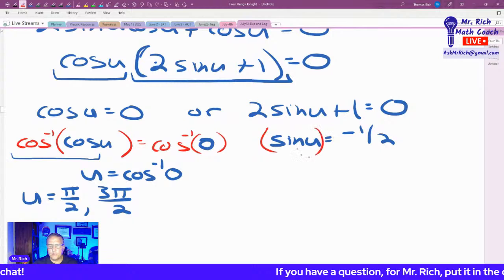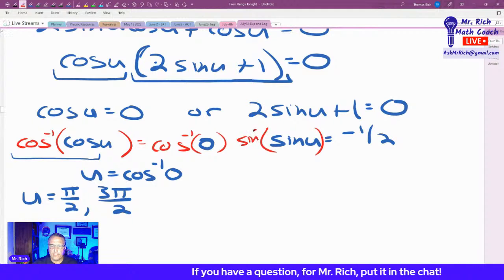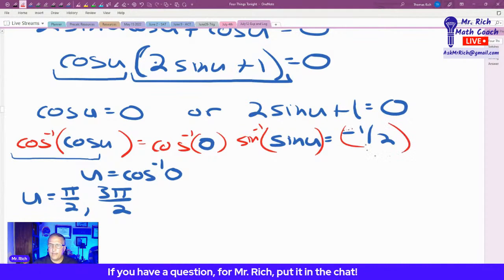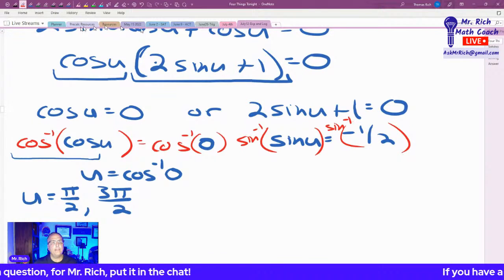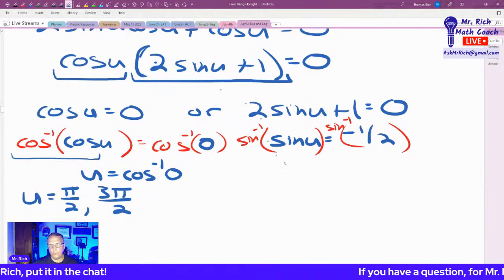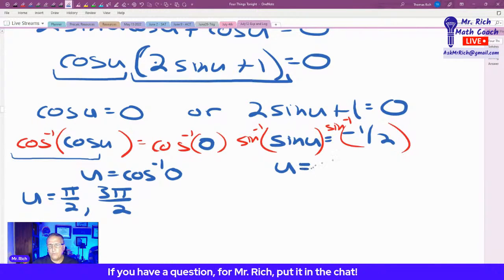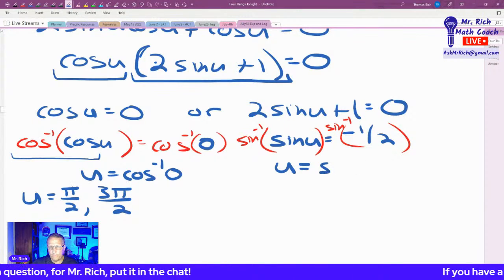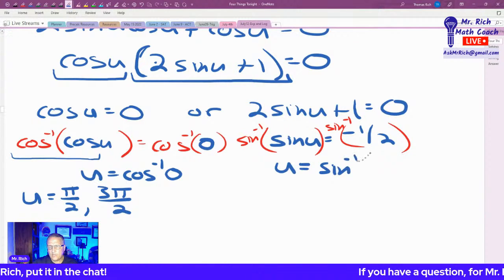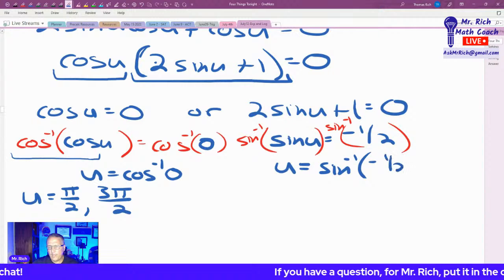So I'll do it this way. I'm going to take the arc sine of that, and I'm going to take the arc sine on that side. The arc sine of u is just u. They, in a sense, quote unquote, cancel each other out. And my u, in solving this part of my solution here, is the arc sine of a negative 1/2.